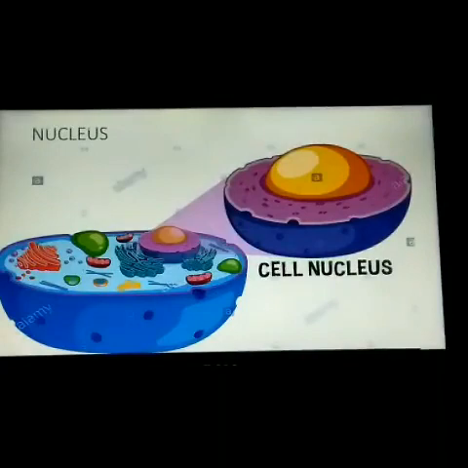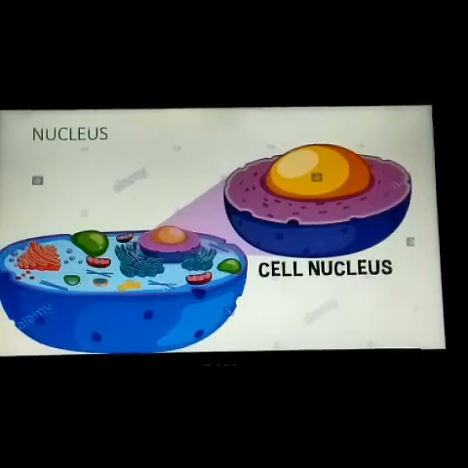And the last one is nucleus. It is called the brain of a cell. Just like a human being has a brain, in an animal cell the nucleus is called the brain of a cell. The main functions of a nucleus are that it controls all the processes and chemical reactions that take place inside the cell, and inheritance of character from one generation to another. It is all done only by means of the nucleus.